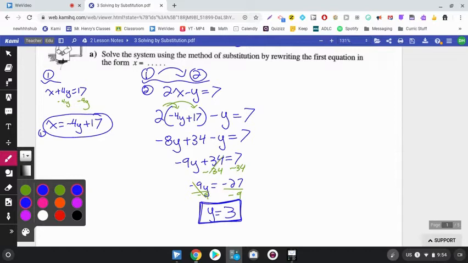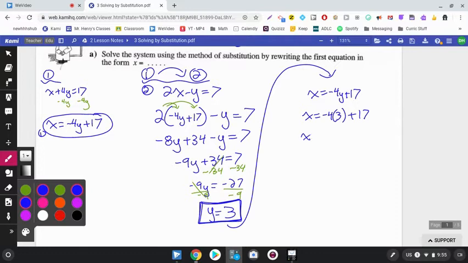And you say, I desperately wish there was some equation that told me, hey, x equals this. Oh, there it is. We already have an equation. We can plug in and say x is equal to negative 4y plus 17. Okay, so I'm just going to move my work up here. x equals negative 4y plus 17, and I already know y. So negative 4 times 3 plus 17, which is negative 12 plus 17, or x equals 5.